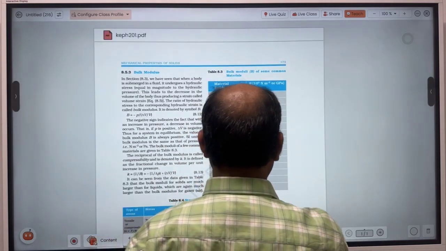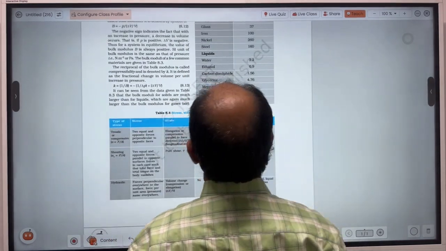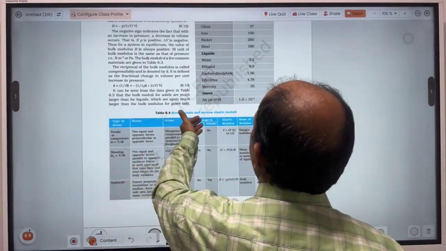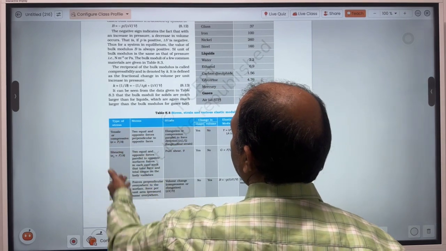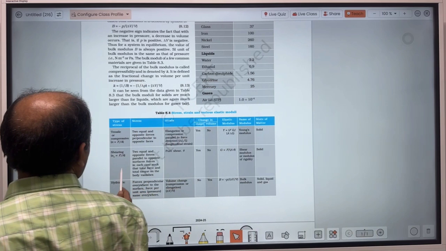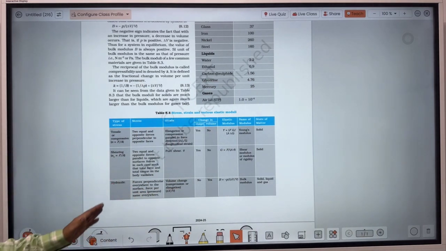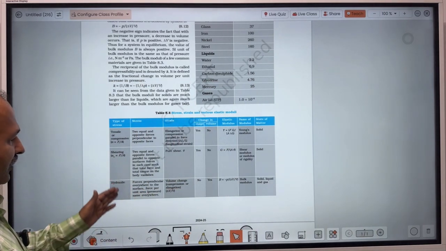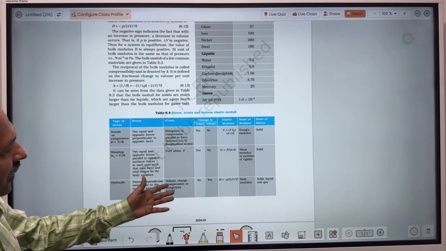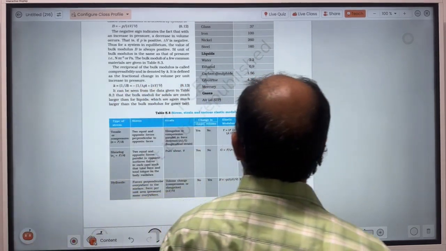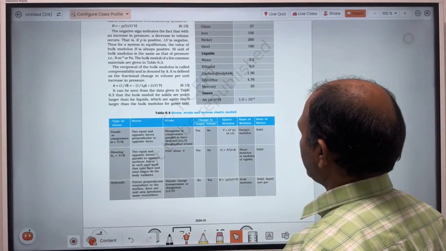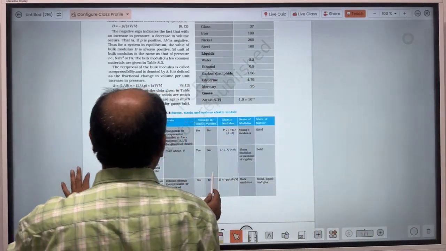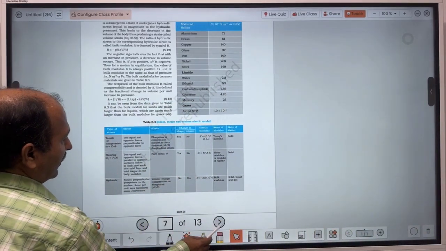So these are basic ideas. Here a table is given: stress, strain, various elastic moduli. Tensile or compressive stress is force upon area, shearing stress is force upon area, and hydraulic stress is force perpendicular everywhere to all the surfaces. So all things as we have studied up to now are summarized here also. And this table is useful for you. I think you must go through it.